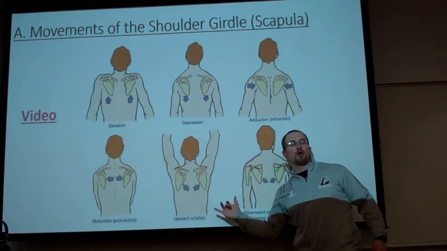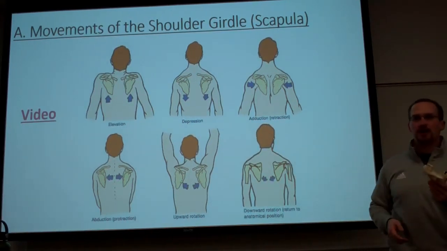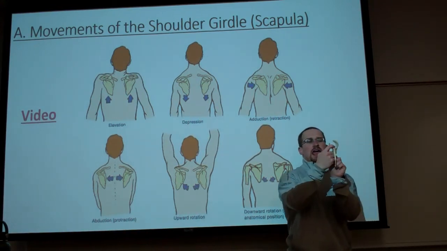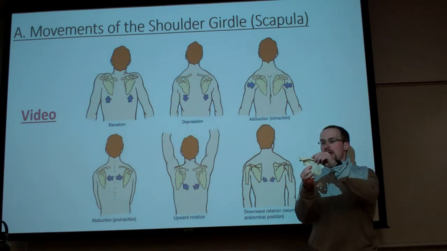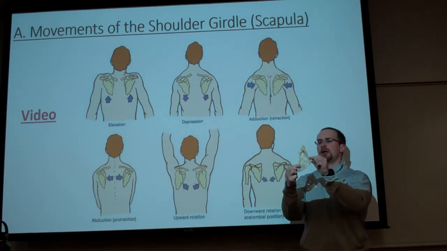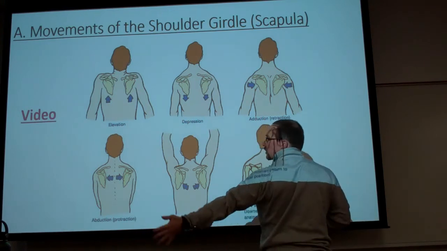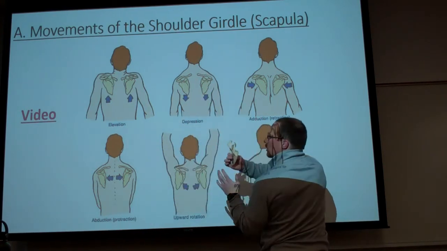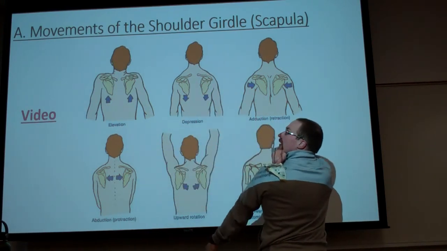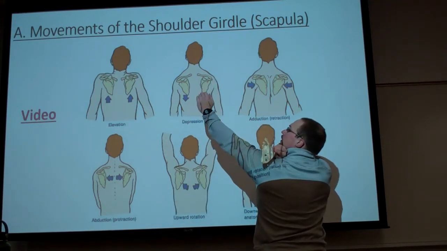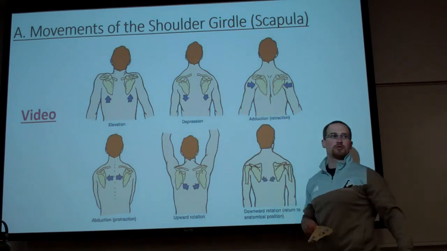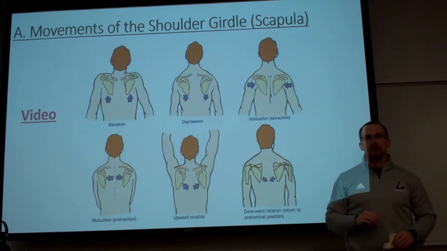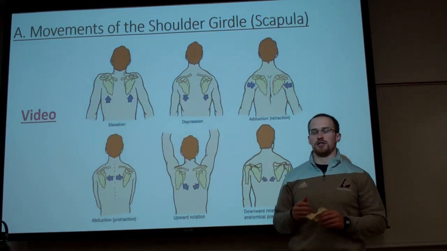Next two here, upward and downward rotation. And what I want you to focus on is we're going to look at the glenoid cavity or the glenoid fossa. If that turns up, that's upward rotation. And that occurs when you lift your arms above your head. What happens is that scapula there turns up. So when the glenoid cavity turns the face up, that's upward rotation. And the exact opposite would be downward rotation.